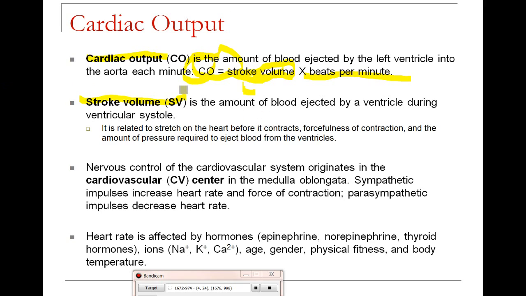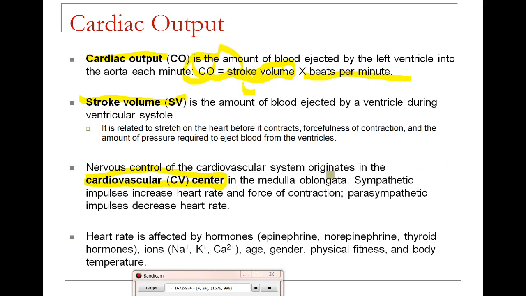Okay, now, where your heart rate is controlled, I said it was a no-brainer. The heart can generate its own rhythm, but your brain ultimately is still connected and it can slow your heart rate down or increase it depending on what's going on. All the information to your heart is coming from this place called the cardiovascular center, and it's in your medulla oblongata.